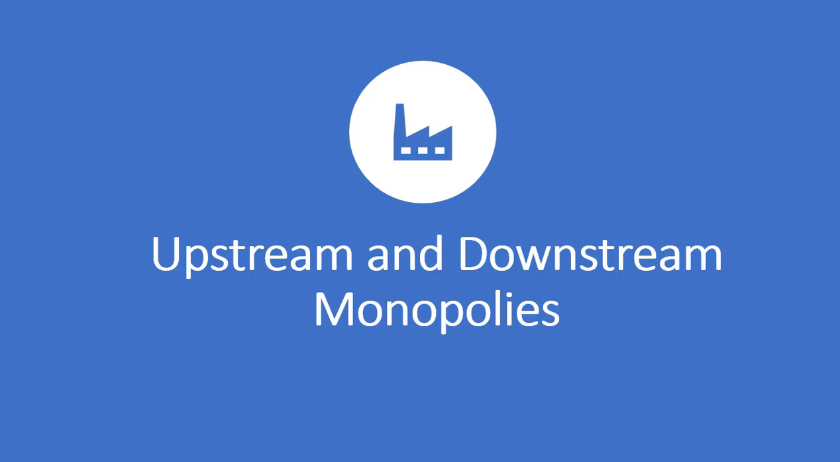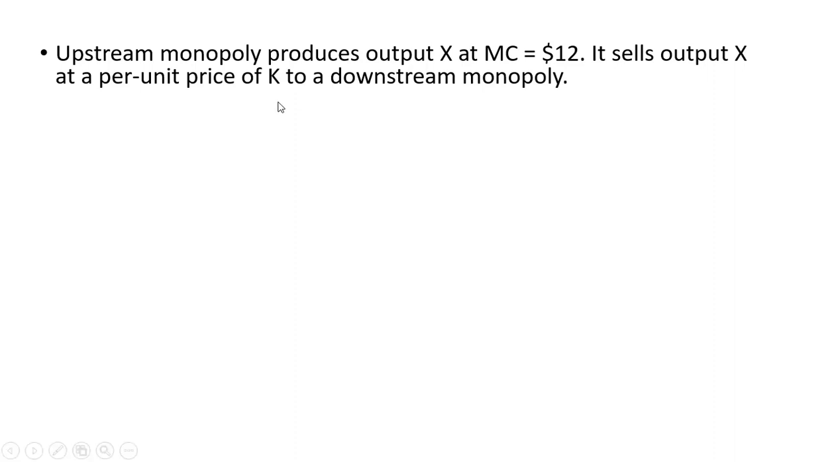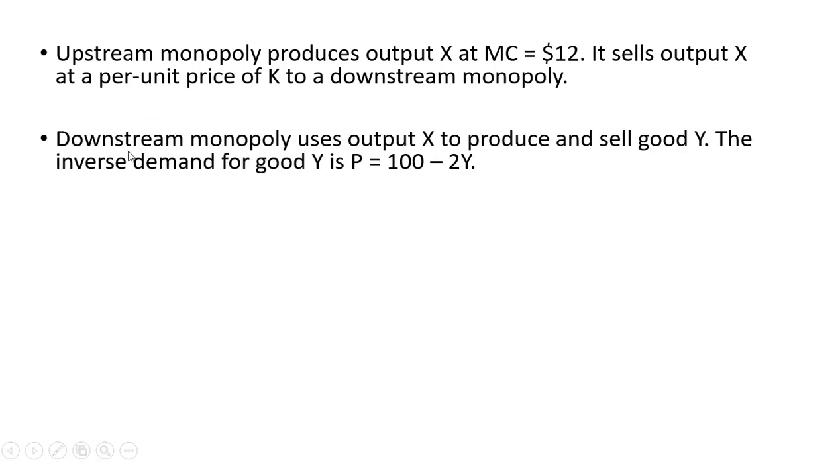Hello, in this video we're going to look at upstream and downstream monopolies. We have an upstream monopoly that produces output X at a marginal cost that is constant at $12. This upstream monopolist sells this output X at a per unit price of K to a downstream monopoly. The downstream monopoly uses output X to produce and sell good Y.